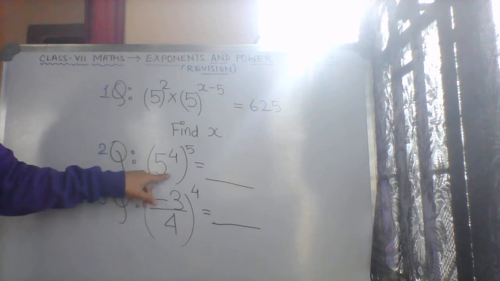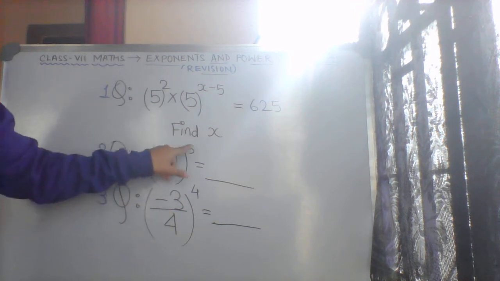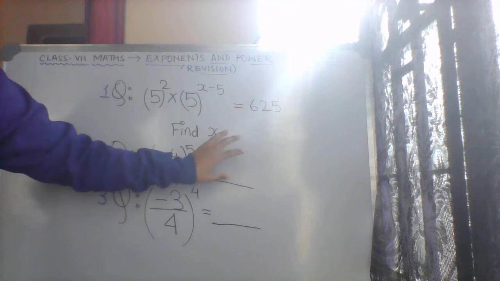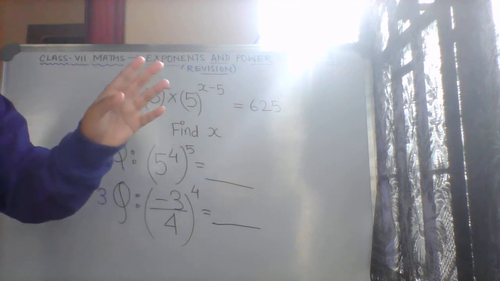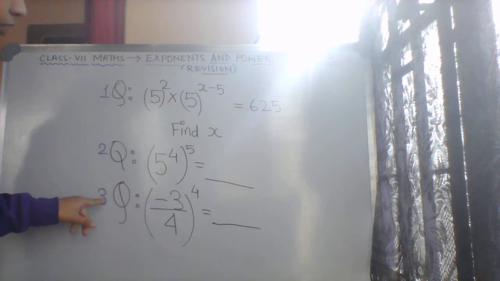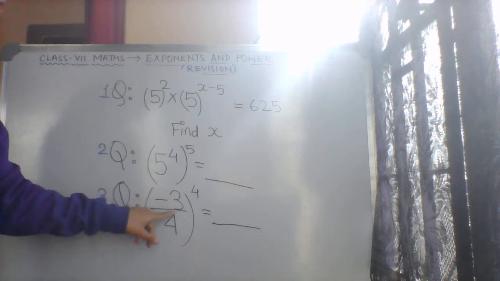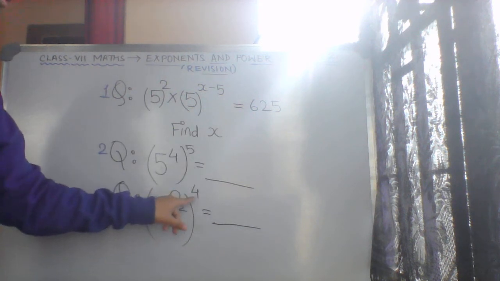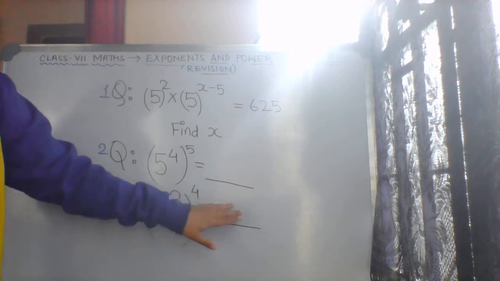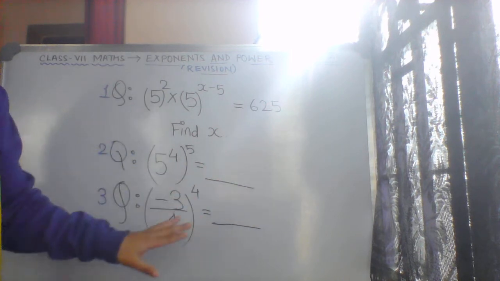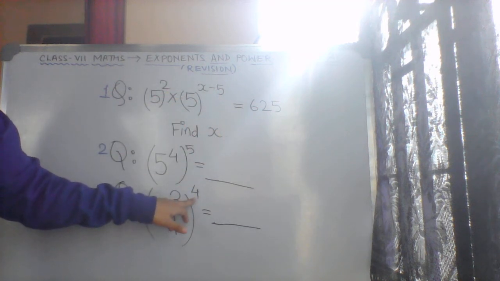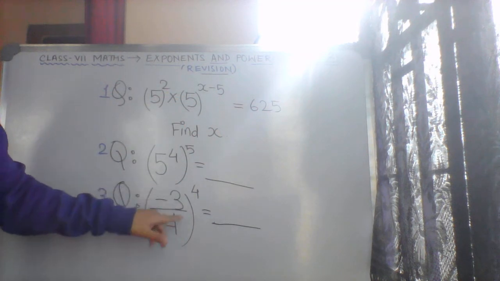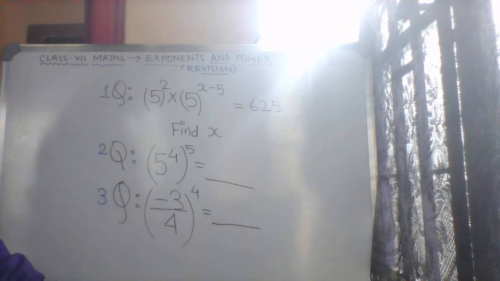Second question, 5 to the power 4 whole to the power 5. What will be the value? Keep it in exponent form only. No need to calculate by multiplying all the terms. Now third question, it is minus 3 by 4 whole to the power 4. Here, separate it and multiply. Because the power 4 is there, you can easily multiply, and small numbers are there. So you multiply and give the solution.